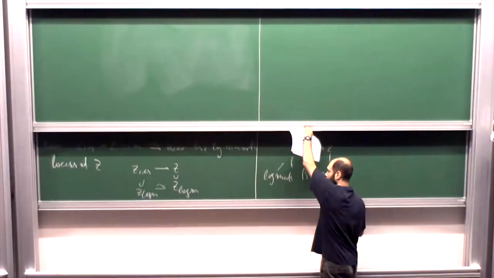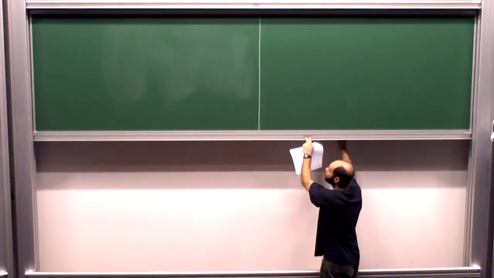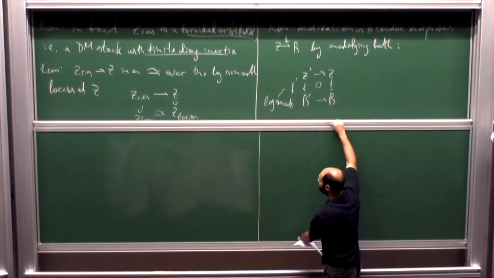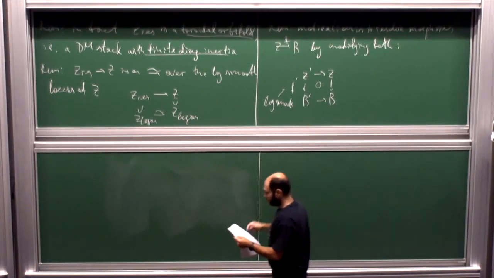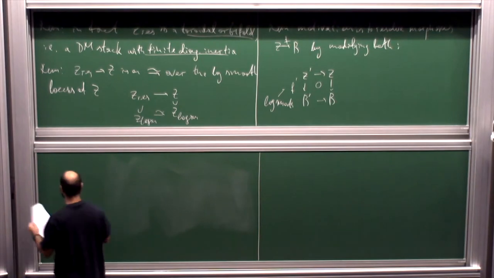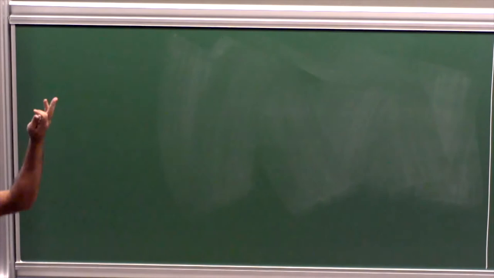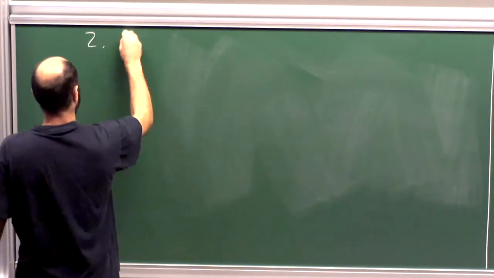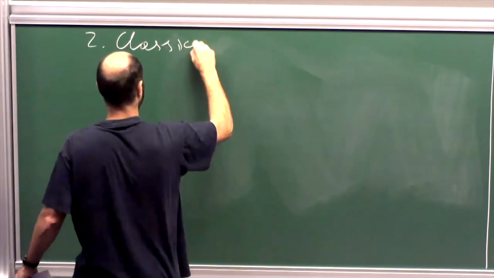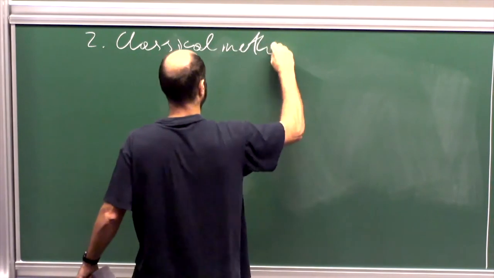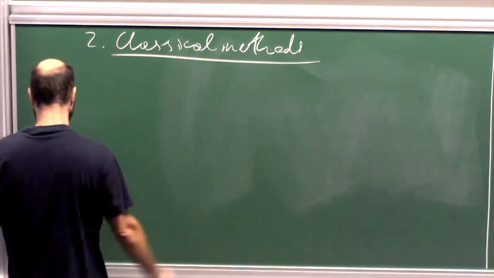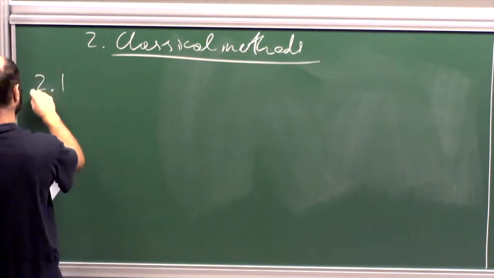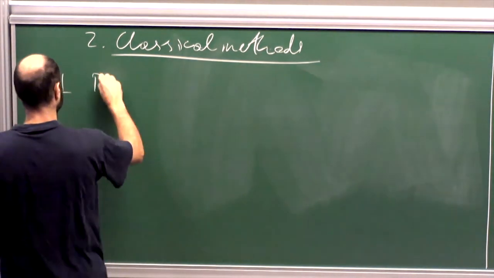Okay, I'll proceed. Good, so far this is the introduction. Now let's go to classical methods. So now I'll tell about Hironaka's approach, as developed by other people I mentioned. So, two classical methods. Okay, so let's start with principalization.